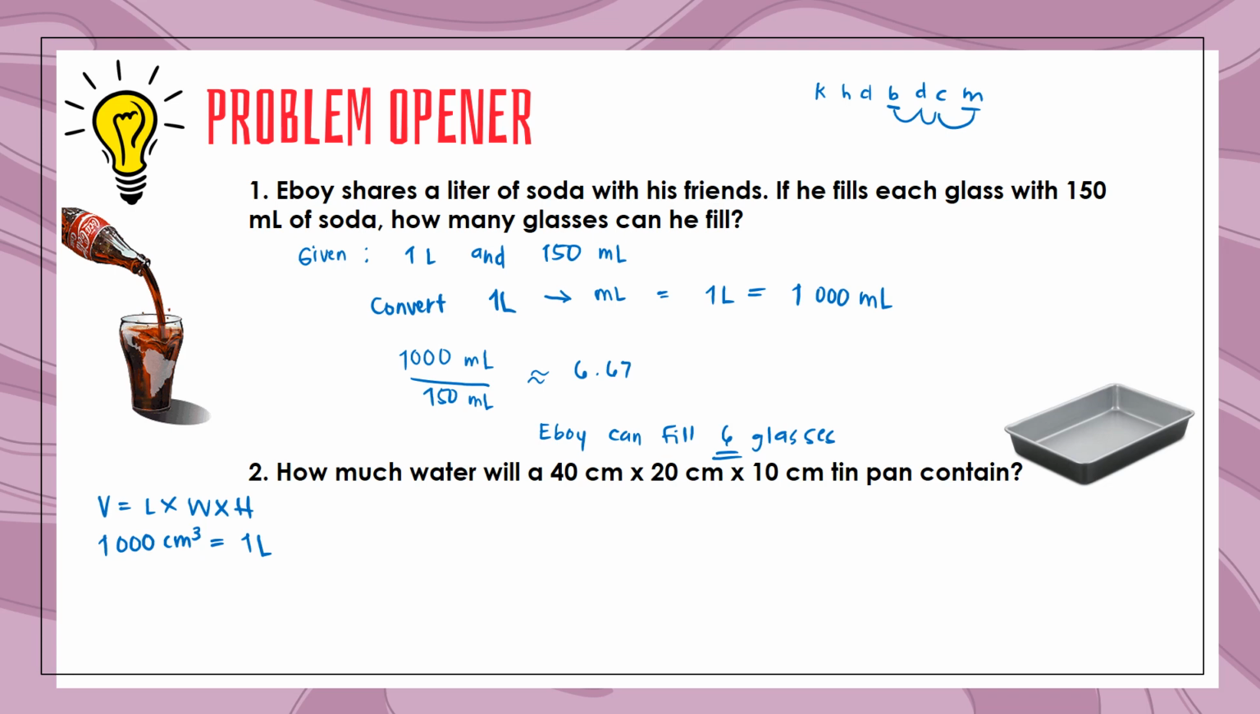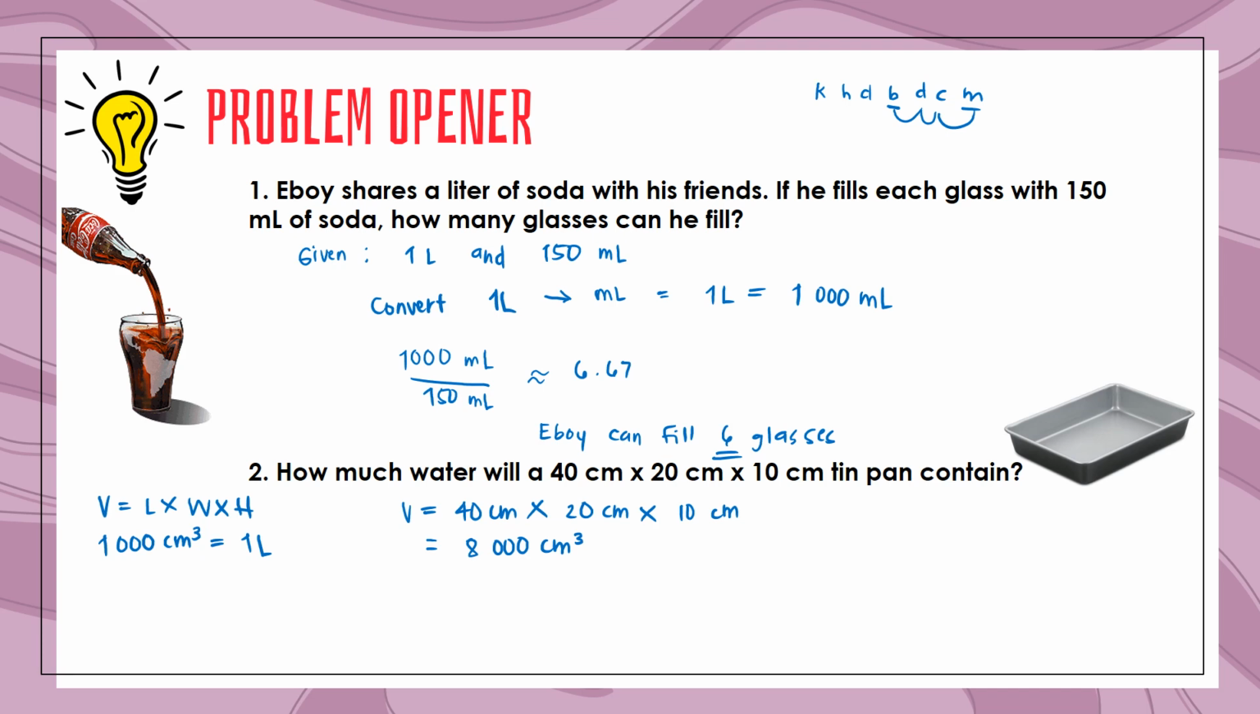So first step, no need to convert since the given is already in centimeters. So let's proceed with another step. Let's substitute the given to our formula. Volume is equal to length times width times height, or volume is equal to 40 centimeters times 20 centimeters times 10 centimeters. Multiplying this, you'll have 8,000 cubic centimeter. Is this the final answer?